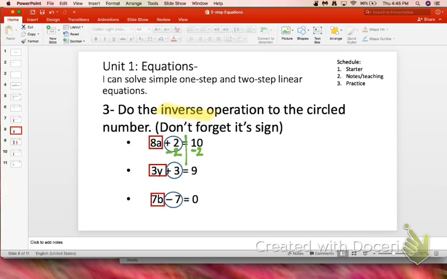Now think about the next one, 3y plus 3. I see that in the circle I have 3 to positive 3, so I'm going to minus 3 on both sides. And then the last one, I see I have a negative 7, so I'm going to add 7 to both sides. Okay, pause and get down any information you need.